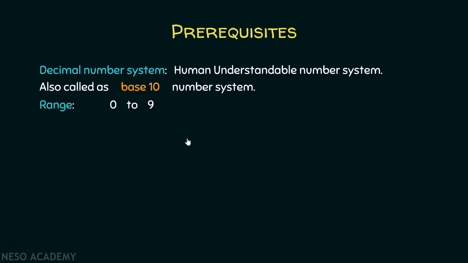In our day-to-day life, we use the decimal number system for many purposes. Maybe for counting purposes, or maybe when we need to quantify some information like 2 apples, 30 bananas, and so on. The decimal number system is the human understandable number system and is also called the base 10 number system. Base 10 simply means the range of numbers that we have available is from 0 to 9. Let's take one example of a decimal number.